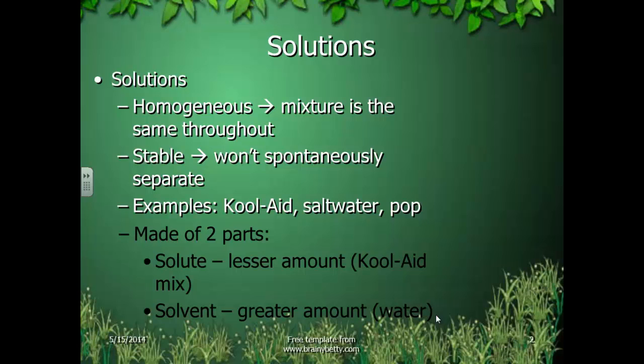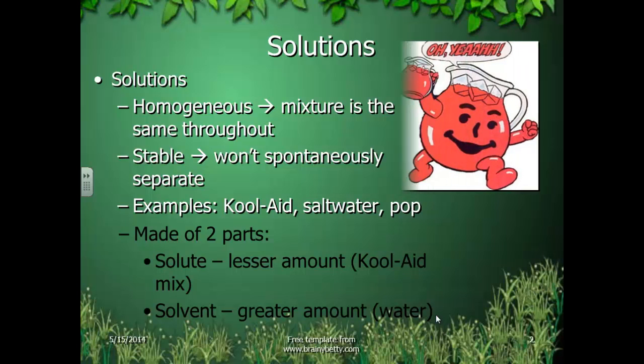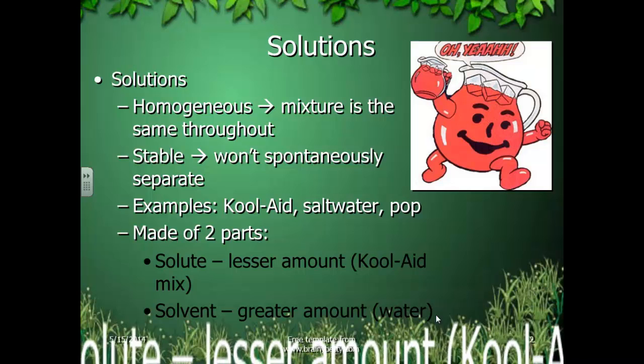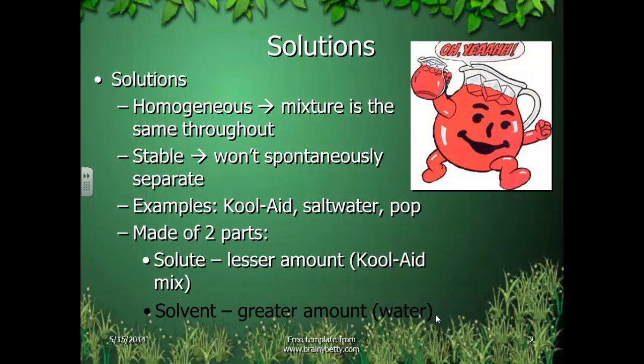Solutions are always made of at least two parts. And we learned these words too way back at the beginning of the year. The solute is the one that you have in lesser amounts. The solute is the one that gets dissolved. So for example, like the Kool-Aid powder, if you were going to make Kool-Aid, the solvent is the one that you have in greater amounts, and it does the dissolving. If you're going to make Kool-Aid, the solvent would be water. And a lot of times the solvent is water.